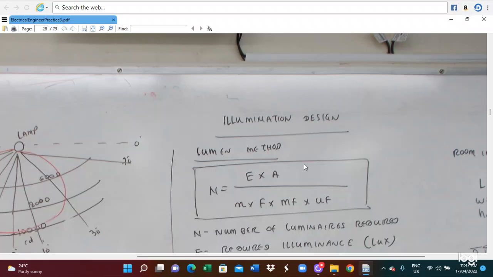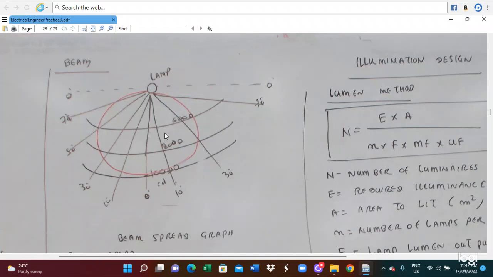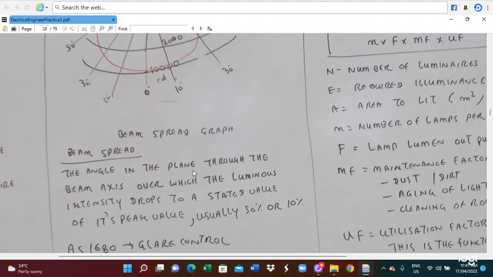So this is for the illumination design. This is the illumination design system. Light beams are present, so depending on this angle, the beam will be separated like this. So this is the angle, so that we can draw the illumination and the angle, and we can get the light. So this is the beam spread.